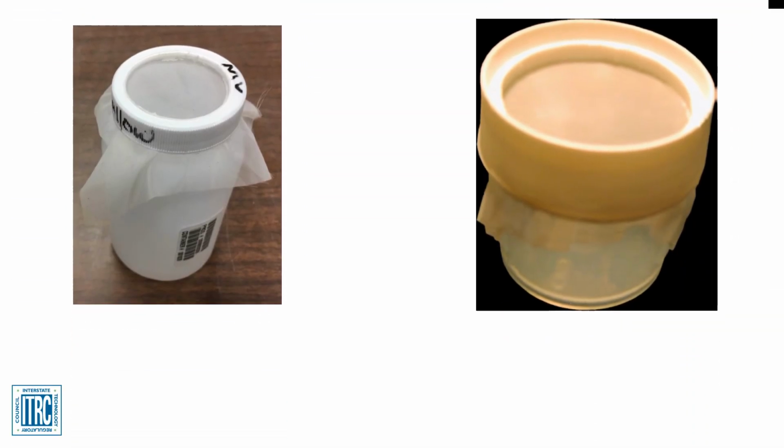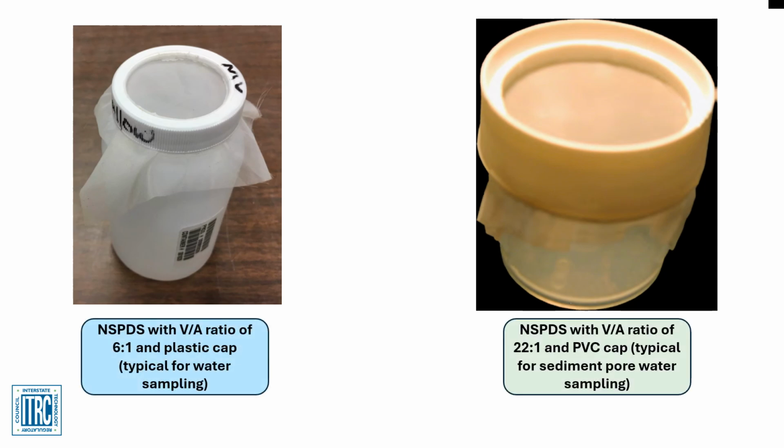Different mouth sizes of bottles correspond to different ratios of the volume of sample, or V, per the surface area of the nylon screen mesh, or A, shown here. The sampler on the left has a V:A ratio of 6:1 with a plastic cap, which is typically used for ground or surface water sampling. The sampler on the right has a V:A ratio of 22:1, with a protective PVC cap for sediment pore water sampling.